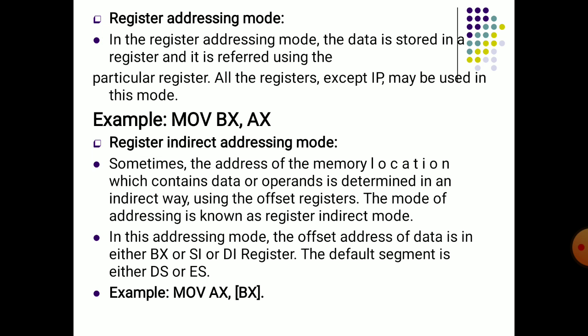Next, register indirect addressing mode. Register indirect means the address is directly given in a register. I am using the BX register here, though you can use other registers also. Mainly the base register BX is used, and the default segment is the data segment, DS. Next, register addressing mode means the operands are registers only, either MOV AX, BX or MOV BX, CX or MOV AX, CX, whatever the operands may be, only registers.